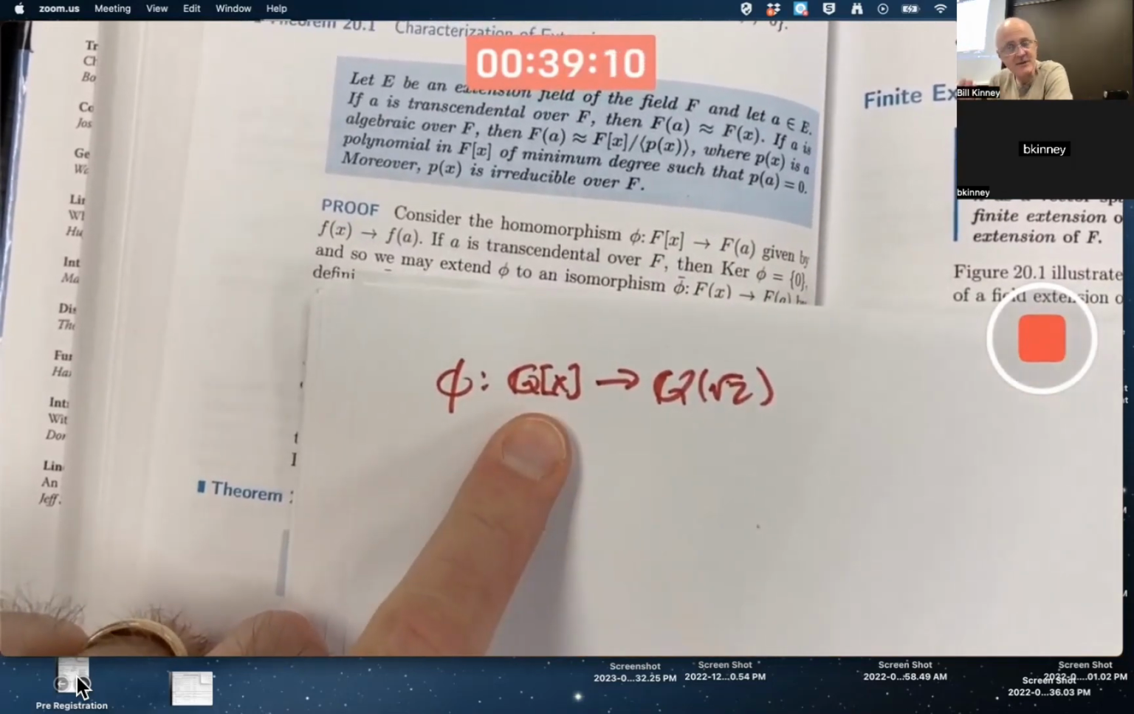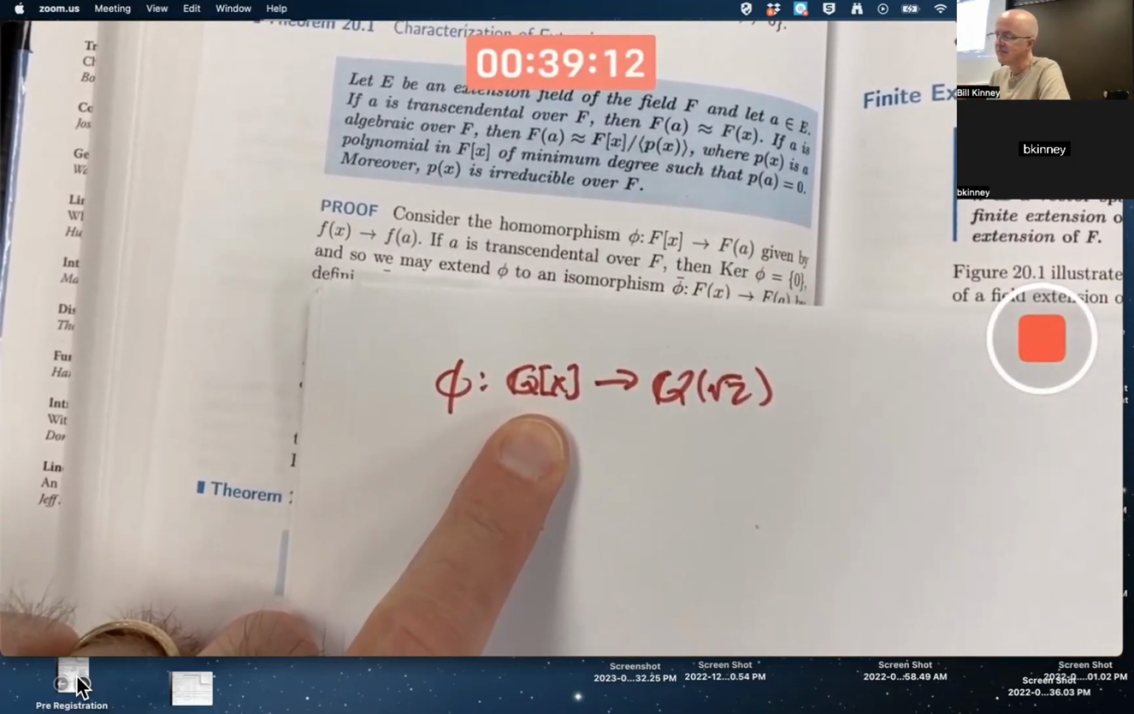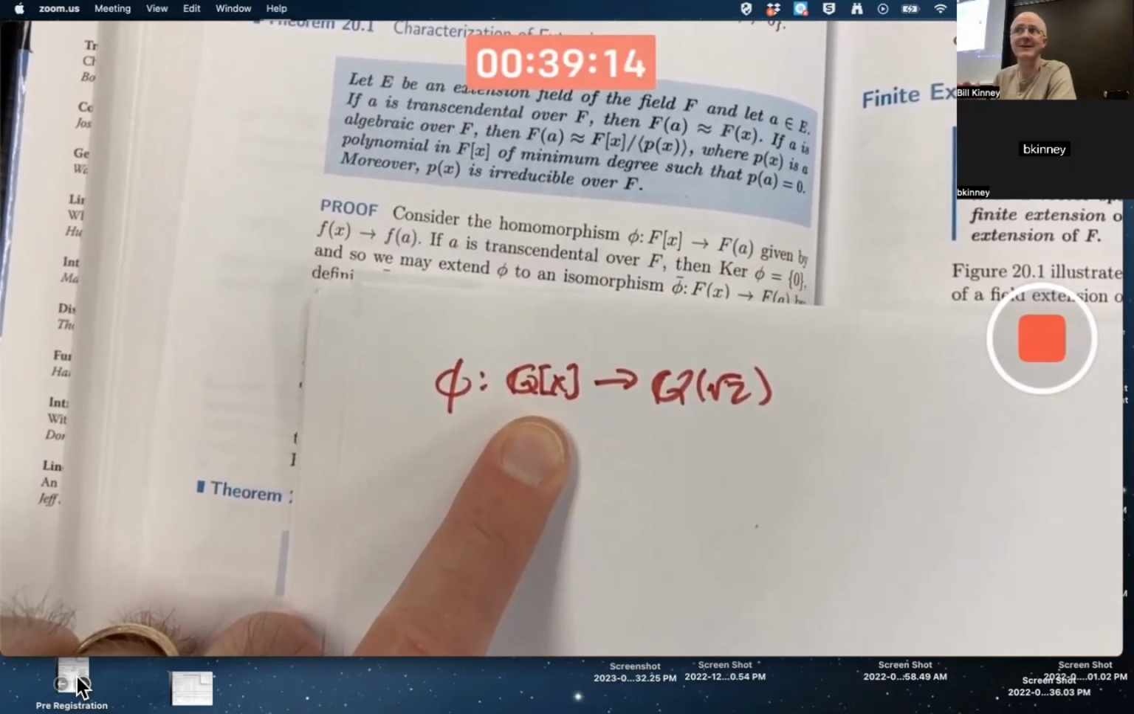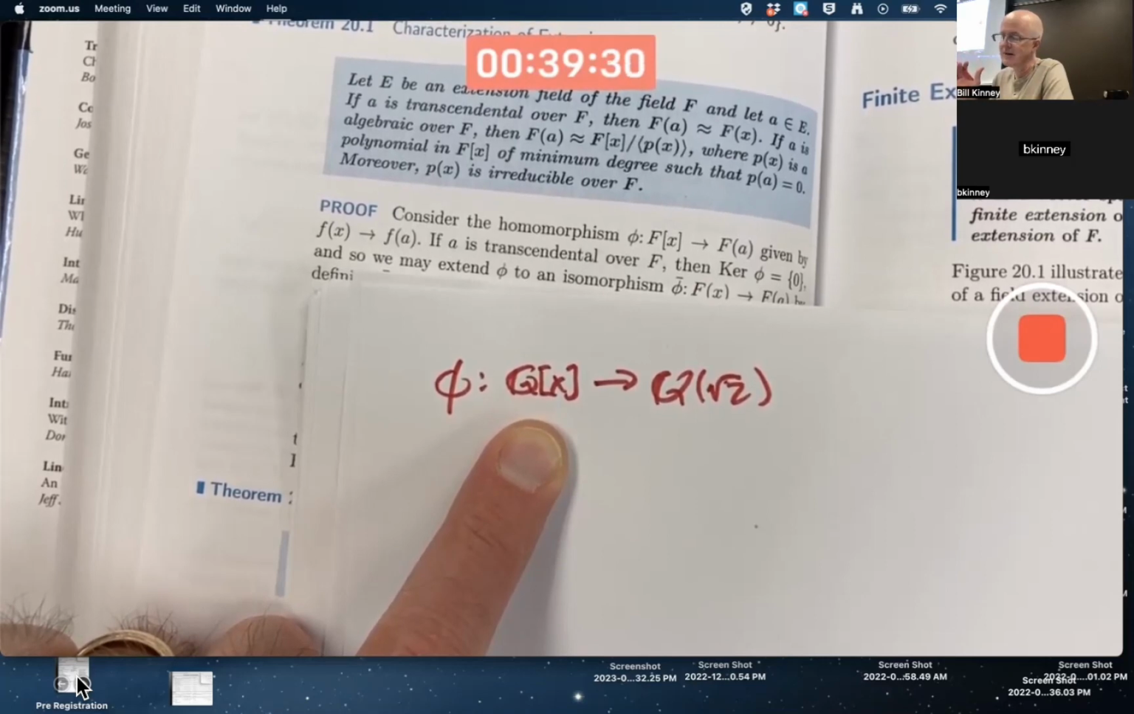Again, Q is a field, but Q square bracket X is not a field. It's the ring of polynomials. It is an integral domain because Q is a field. It's also a principal ideal domain because Q is a field. These are theorems that were in earlier chapters that I'm alluding to here, but it's not a field.